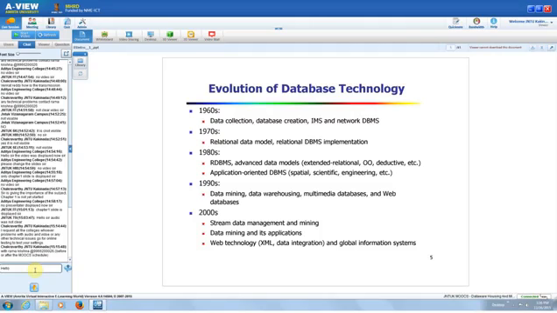In the 90s, you have data mining, warehousing, multimedia databases, web databases, and in 2000, you have stream data management and mining. Data mining and its applications have become vast. Web technologies, your XML and data integration, and global information systems. You have a lot of GPS data available, right? For global positioning and movement. There's tracking of items and traffic flow, traffic prediction, and various things. Next.